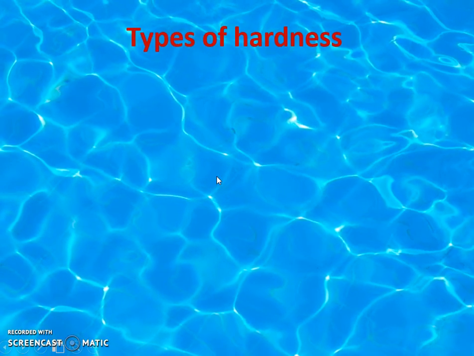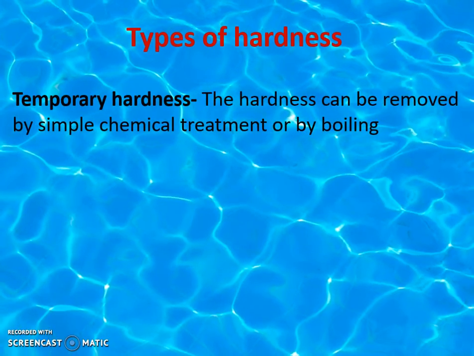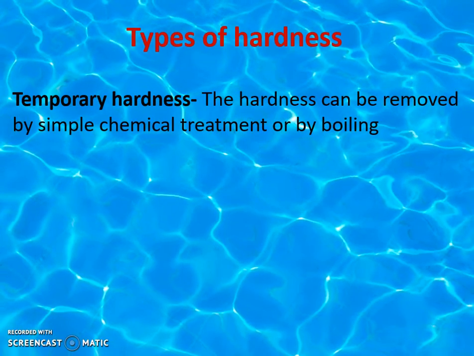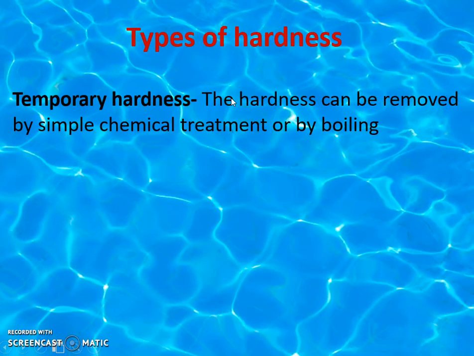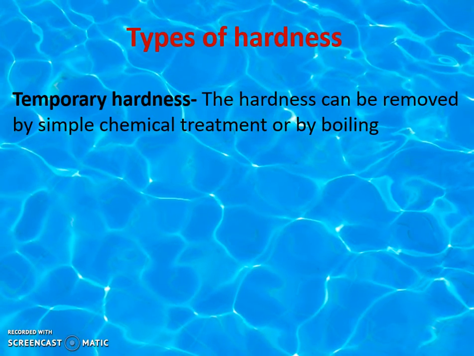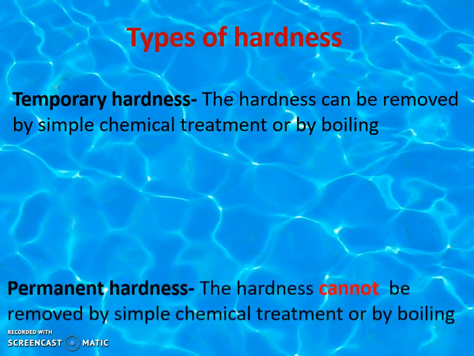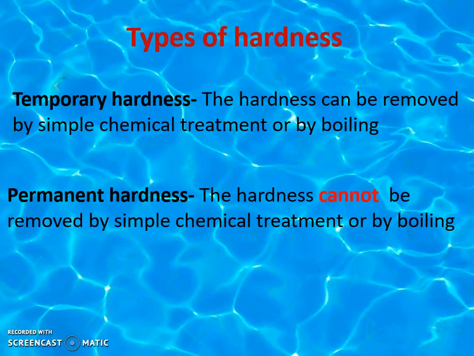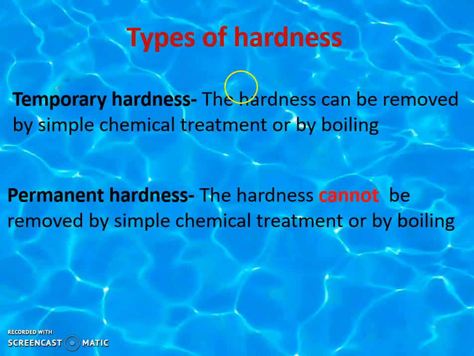Now see types of hardness. There are mainly two types of hardness, that is temporary hardness and permanent hardness. First, temporary hardness: the hardness which can be removed by simple chemical treatment or by boiling is called temporary hardness. Whereas the hardness which cannot be removed by simple chemical treatment or by boiling is called permanent hardness.